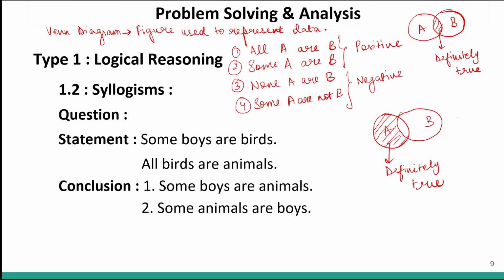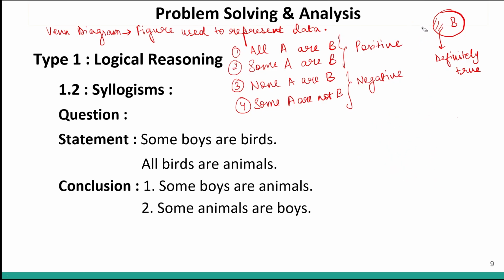So these two are positive relationships and these two are negative relationships. Correct? This is the entire concept of syllogisms. You will understand this better when we do questions. During exercises and previous year questions, you'll get a clear idea. Okay, but now let us see. These are the only four concepts. Now certain words can change. We can say some A are B can also be written as a few A are B.